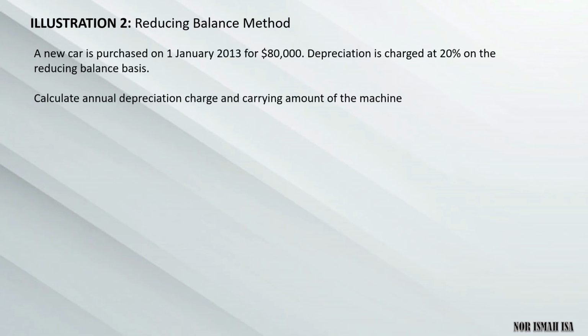So the question asks you to calculate the annual depreciation charge and the carrying amount of the car, not machine, the car. So the cost of the car is 80,000. Depreciation charge is 20% for each year. So for the depreciation charge for 31st December 2013, just multiply the cost of 80,000 with the 20% given for the depreciation. So you will get the depreciation charge for that year is 16,000.